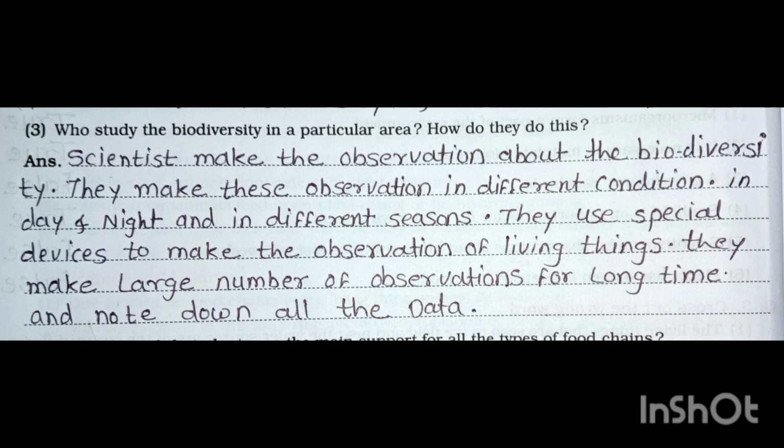Third question, who studies the biodiversity in a particular area? How do they do this? Answer, scientists make observations about the biodiversity. They make these observations in different conditions, in day and night and in different seasons. They use special devices to make observations of living things. They make a large number of observations for a long time and note down all the data.